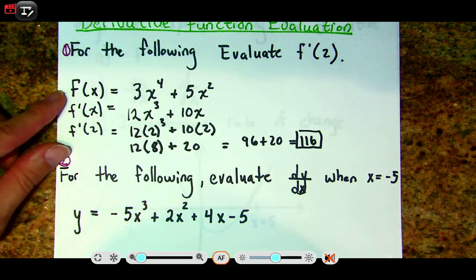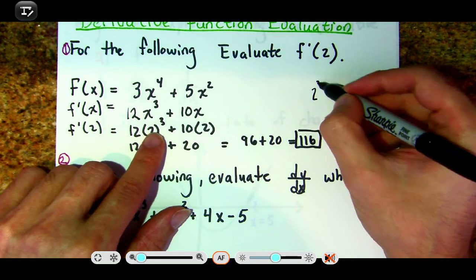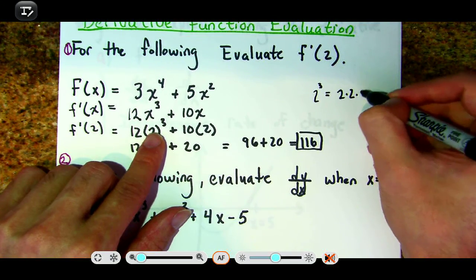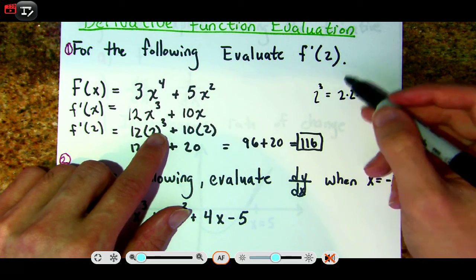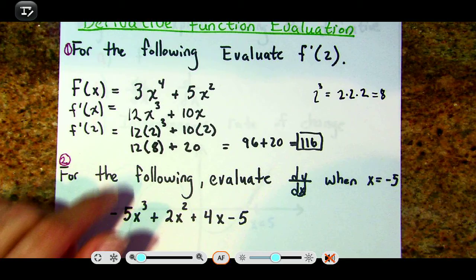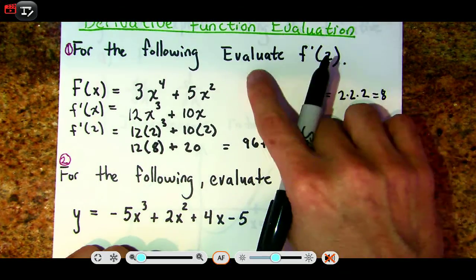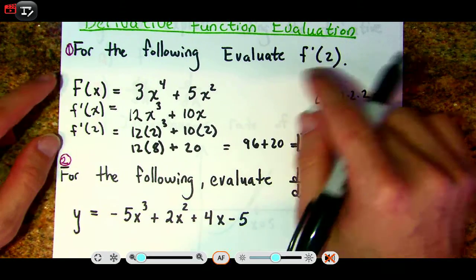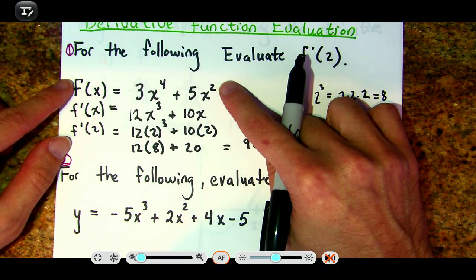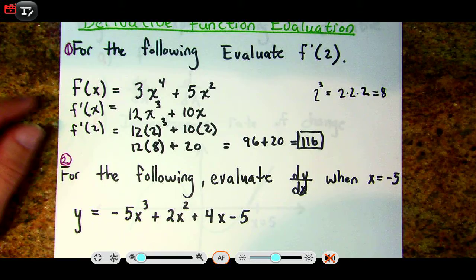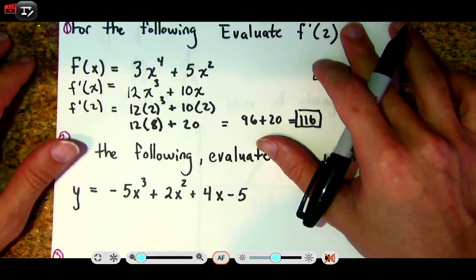Remember, 2 to the 3 is 2 times 2 times 2, right? So 2 to the 3 is not 6. It'll be 8. Okay. So yeah, that's just the idea. It's saying, for the following, evaluate f prime of 2. So if we have f of x, we just first find its derivative and then plug in 2 into the derivative. Easy peasy. Let's look at the next question.